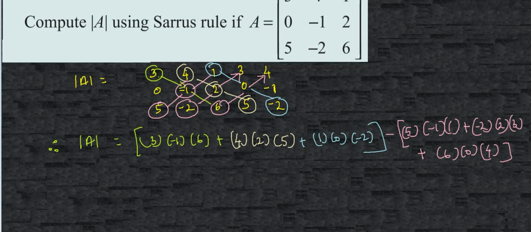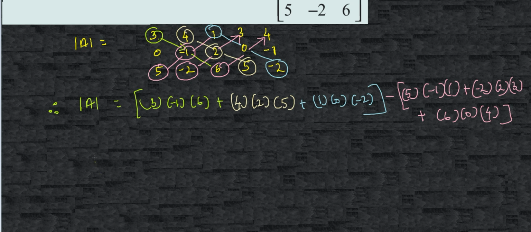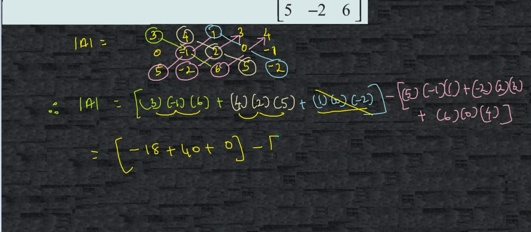Now you need to evaluate all the elements. 3 multiplied with negative 1 is going to be negative 3. Multiplied with 6 is going to give you negative 18. 4 times 2 is 8. 8 times 5 is 40. Of course, this is going to be 0. Following it up with a negative sign. 5 times negative 1 times 1 is going to be negative 5. Negative 2 times positive 2 is negative 4, times 3 is going to give you negative 12. Of course, this is going to be 0.